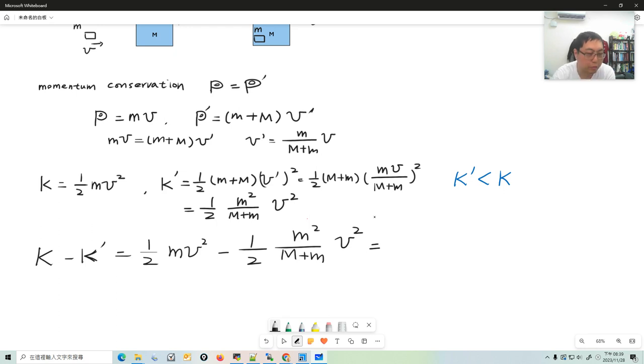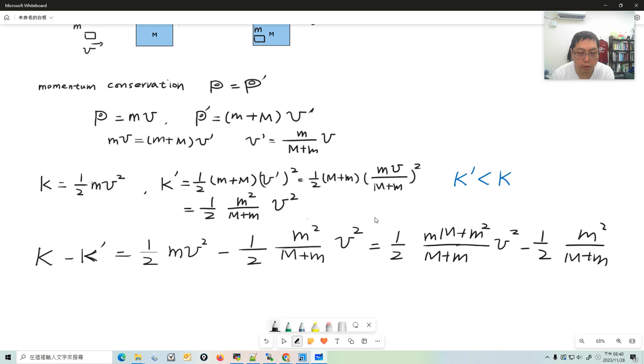Did I miss something? Maybe my notes are not correct. Anyway, the lost kinetic energy is here. Working it out, the kinetic energy loss is M over (m plus M) times 1/2 m v squared. I think something is wrong in my notes.